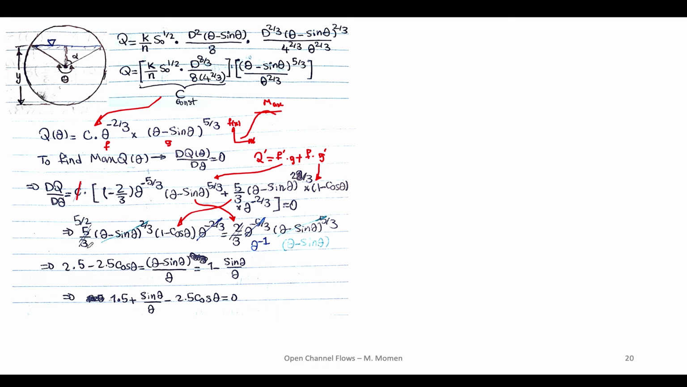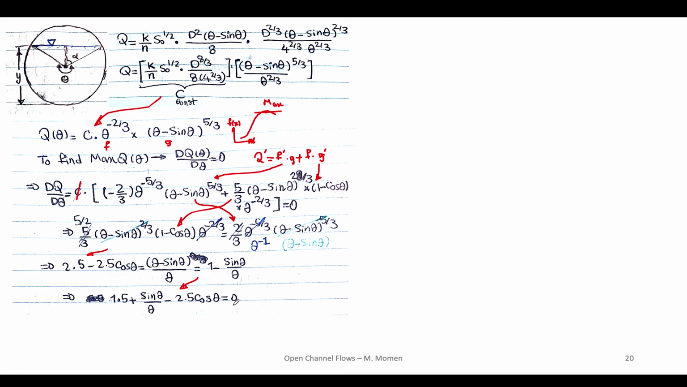So this equation is going to reduce to something like this. It's going to be 2 half minus 2 half cosine theta on the left hand side, and on the right hand side I only have theta minus sine theta over theta. So this simplifies to 1 minus sine theta over theta, and the whole equation simplifies to this relationship: 1.5 plus sine theta over theta minus 2.5 cosine theta equals 0.